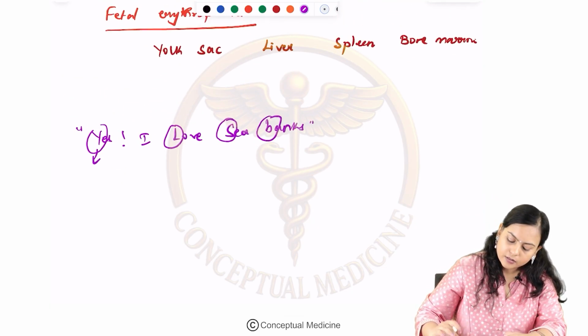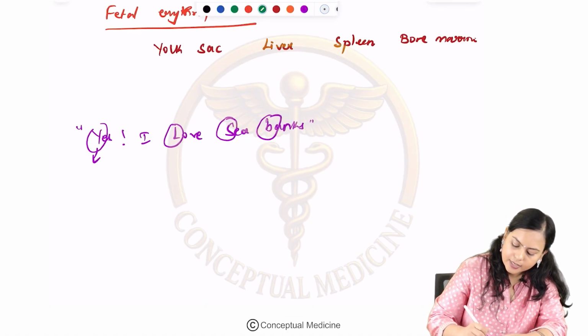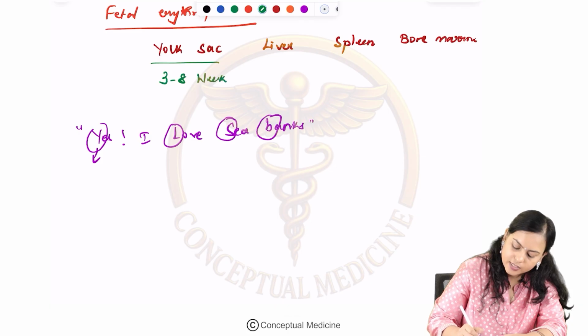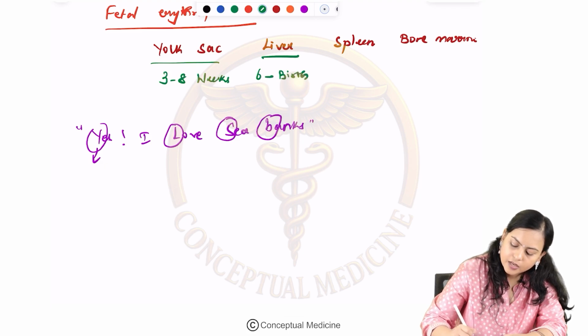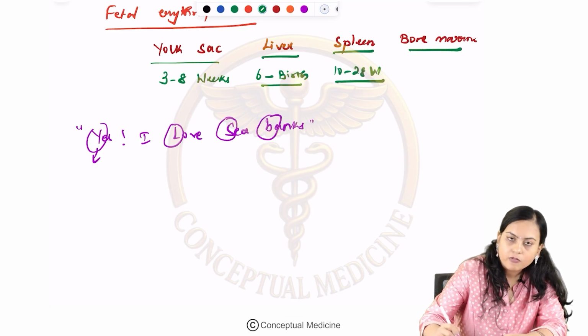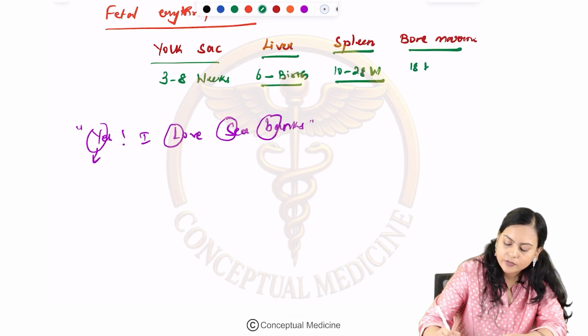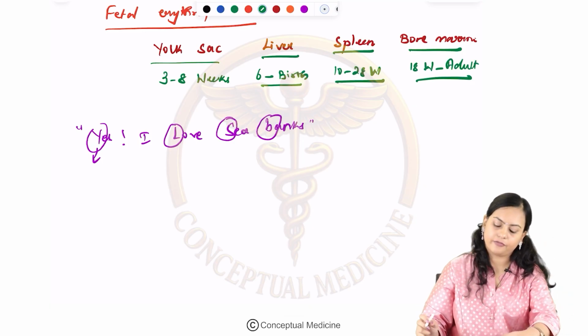So, the erythropoiesis in the yolk sac happens between 3 to 8 weeks. In the liver, it happens between 6 weeks till birth. In the spleen, this happens between 10 to 28 weeks, and in bone marrow, it starts between 18 weeks and it continues till the adult life.